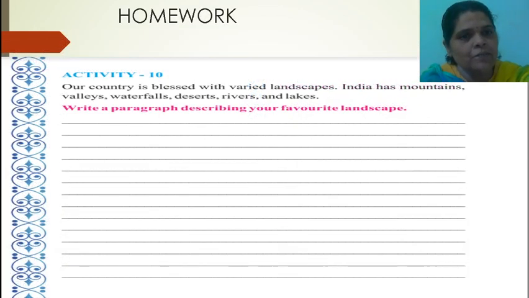Now next one is homework. This is our homework. So here write a paragraph describing your favorite landscape. That means landscapes I am telling you, mountain भी हो सकता है, valleys भी हो सकता है, about any beautiful waterfalls you can write, any desert Kutch, desert Run of Kutch you have already gone, you can write about Run of Kutch. This is also a landscape for you. Rivers and lakes, Kankaria Lake, someone has gone to Ahmedabad, you can write about this. Mountains, whatever you want, you can write at least 10 sentences on that.